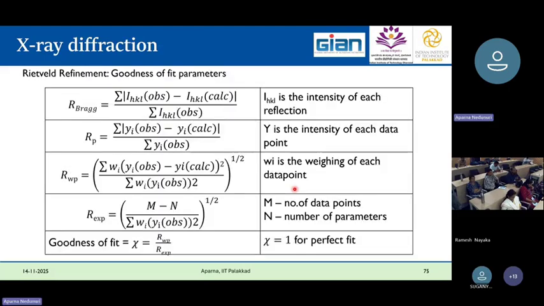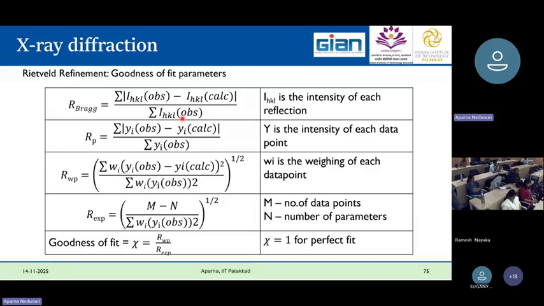Now we are fitting something, right? How do we know that this fit is good or bad? How do we know that we are converging towards a solution or we are diverging from the solution? To that, there are different goodness of fit parameters that people have arrived at. We have the R Bragg value. R Bragg value talks about the difference between the observed intensity and the calculated intensity divided by the observed intensity.